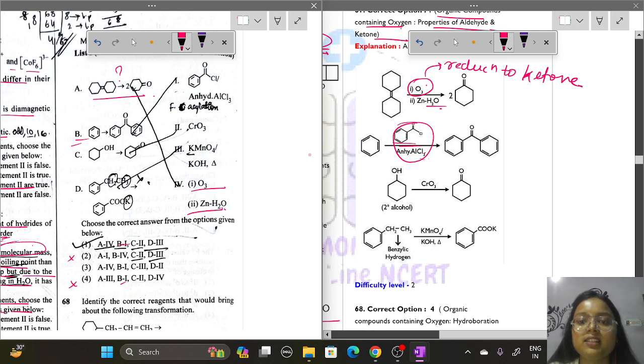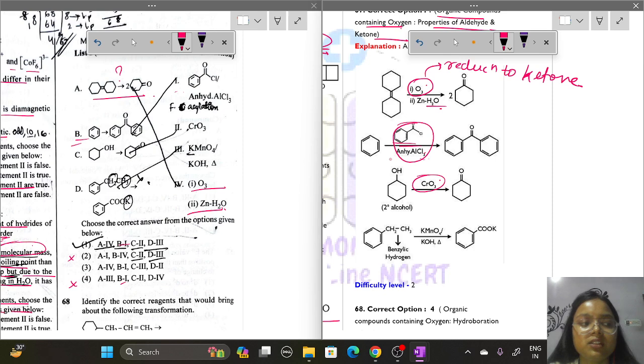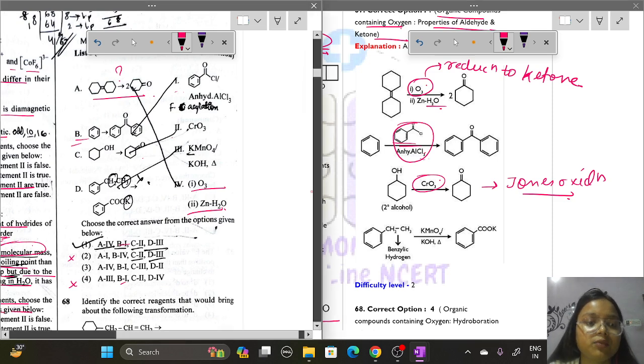Then option number C. Option number C is CrO3. So CrO3, what type of reaction is this? This is the Jones oxidation reaction. Jones oxidation reaction, right? So option C-2. C-2 is also correct.